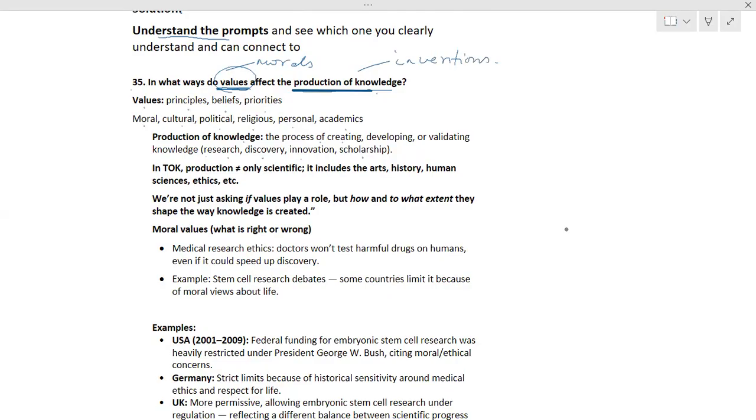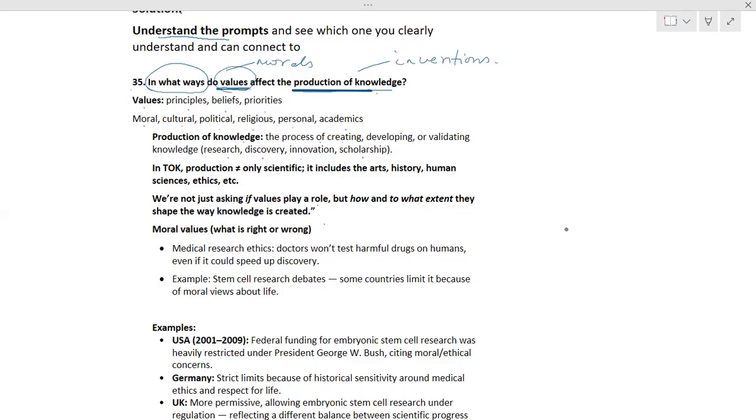Okay. Now, in what ways? This also we need to understand. So the prompt is not asking us whether values affect the production of knowledge. It says, in what ways? Meaning, we are not just asking if values play a role. We are asking how and to what extent they shape the way knowledge is created.